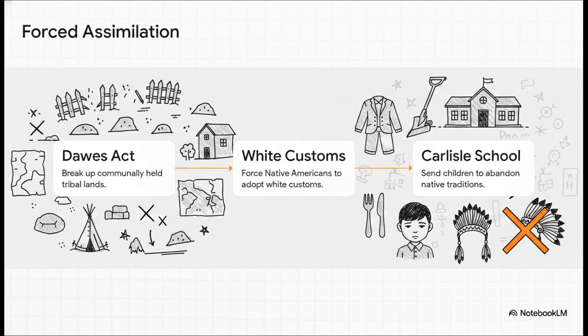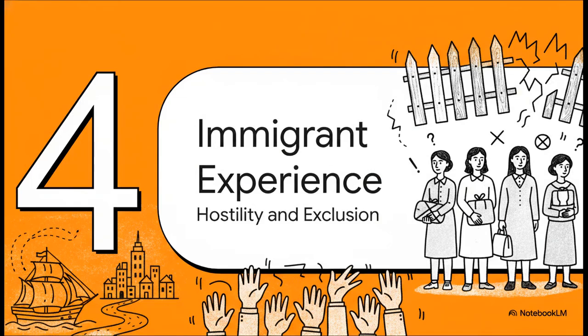Native American children were sent away to facilities like the Carlisle Indian School, where they were actively forced to abandon their native languages, their traditional clothing, and all their cultural traditions. Moving on to Section 4, the immigrant experience.